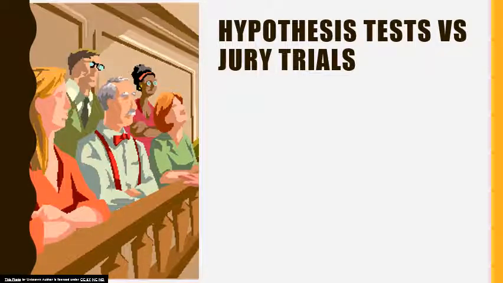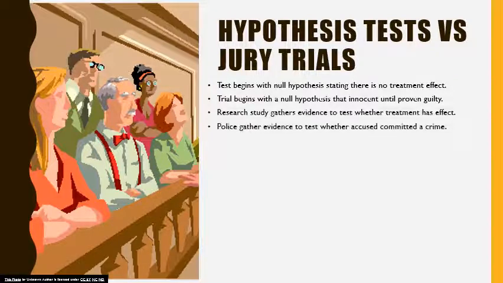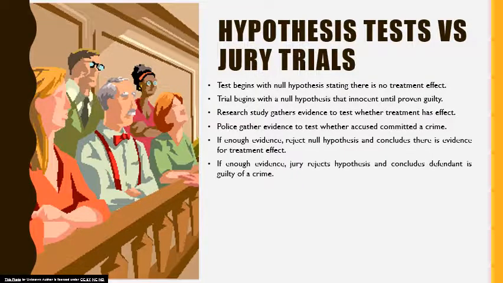Hypothesis test versus jury trials. A test begins with a null hypothesis stating there is no treatment effect. A trial begins with a null hypothesis that you are innocent until proven guilty. Research study gathers evidence to test whether the treatment has an effect. Police gather evidence to test whether the accused actually committed a crime. If there's enough evidence, you reject the null hypothesis and conclude that there is evidence for a treatment effect. If there's enough evidence in a trial, the jury rejects the hypothesis and concludes that the defendant is guilty of a crime.